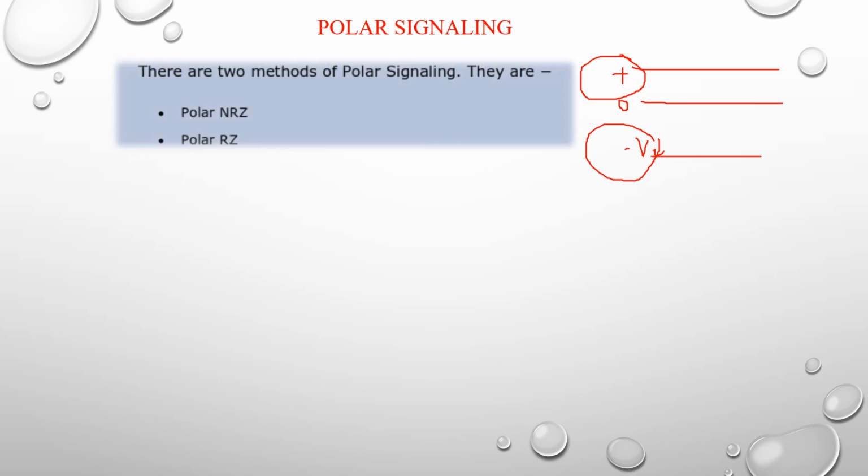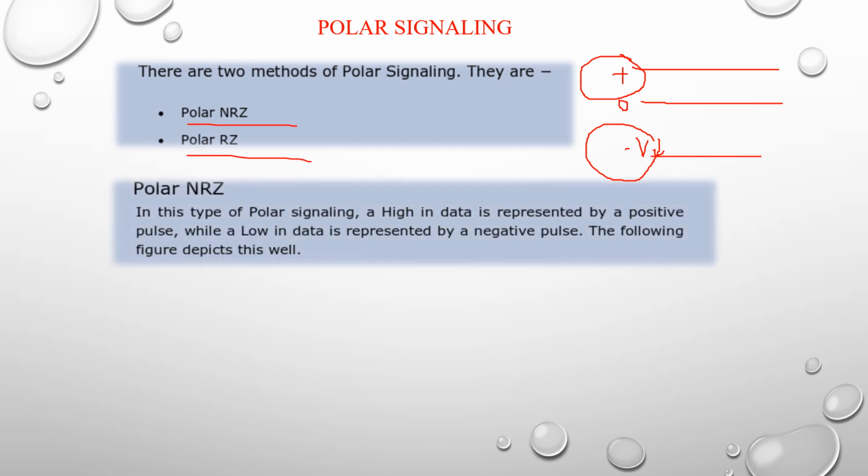So in polar signaling, there are two methods of polar signaling. They are polar non-return to 0 and polar return to 0. Let's consider polar non-return to 0 line coding technique. In this type of polar signaling, a high data is represented by a positive pulse, while a low data is represented by a negative pulse. The following figure depicts this well.